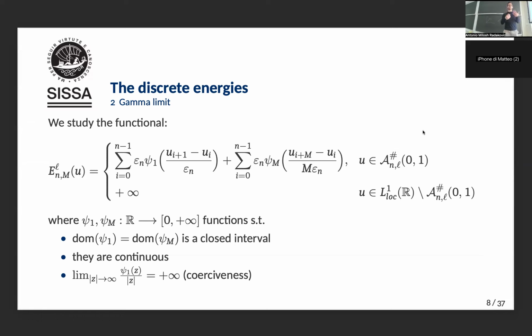Then we will make some further assumptions on the functions psi1 and psi-m. What is really important is the last condition, that, thanks to the Dunford-Pettis property, is providing coerciveness for our problem. So the equicoerciveness kind of property we need for the gamma convergence.